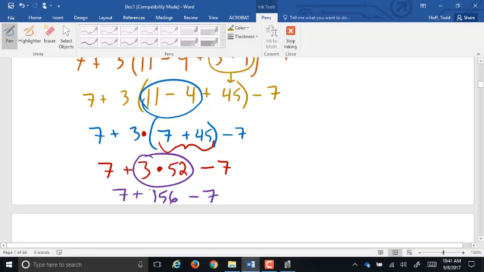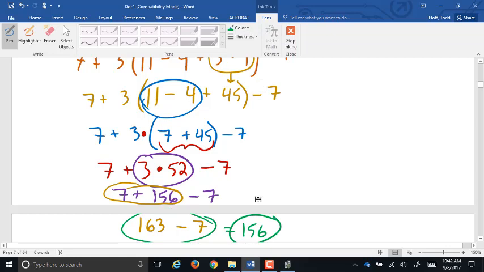No more multiplication and division, so we're down to addition and subtraction. We'll go left to right. 7 plus 156, 163. And then, of course, we have minus 7, which is 156 again. So 156 is what we get out of that. It's a lot of steps, and it's a lot of writing to write it out every time. But that usually is the best way to do it.